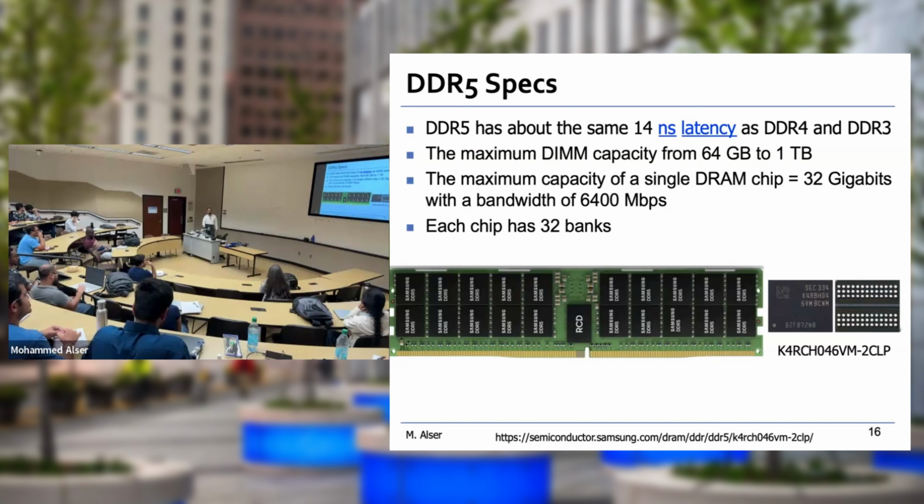This is what you see from Samsung. This is real DRAM device, DDR5. It has the same latency as DDR4 and DDR3. However, the throughput or the bandwidth here is much higher, okay? The maximum DIMM capacity goes from 64 gigabyte to 1 terabyte. The maximum capacity of a single chip is 32 gigabits with a bandwidth of 6,400 megabit per second. And each chip has 32 banks, okay? But remember, we can activate only single bank in a chip.